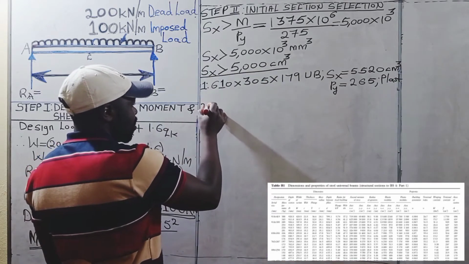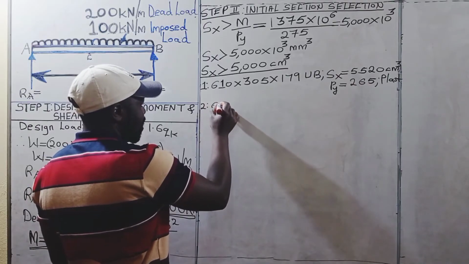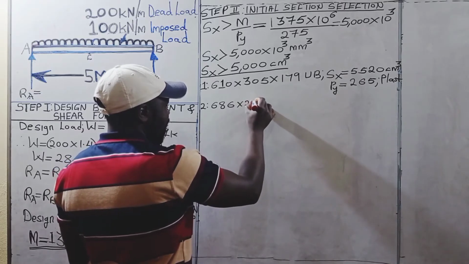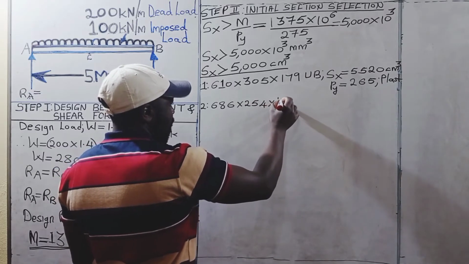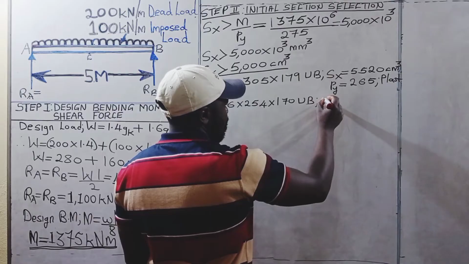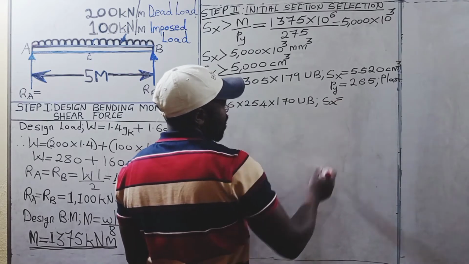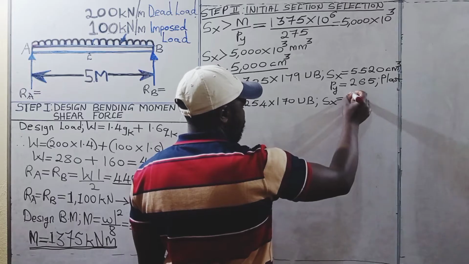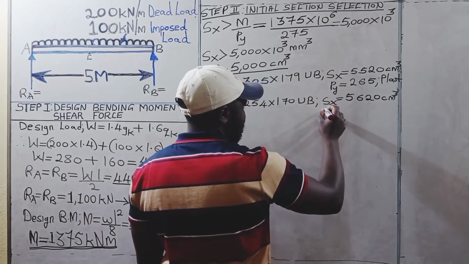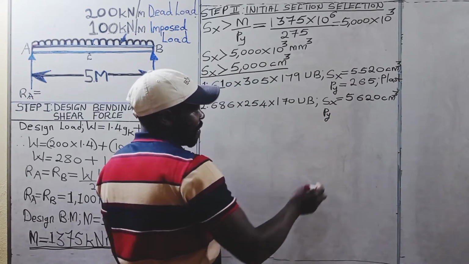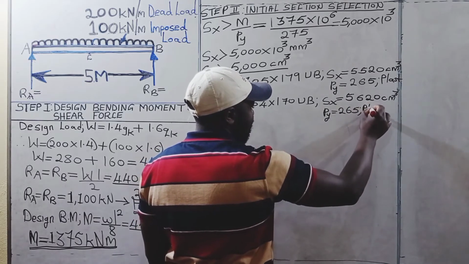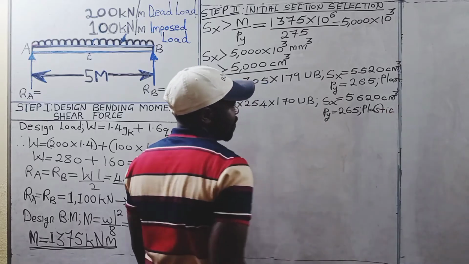The second section will have a serial size of 686 by 254 by 170 UB section, that is universal beam section, having a plastic modulus of 5,620 cubic centimeters. The strength of the steel section being 265, classified in class 1 plastic.